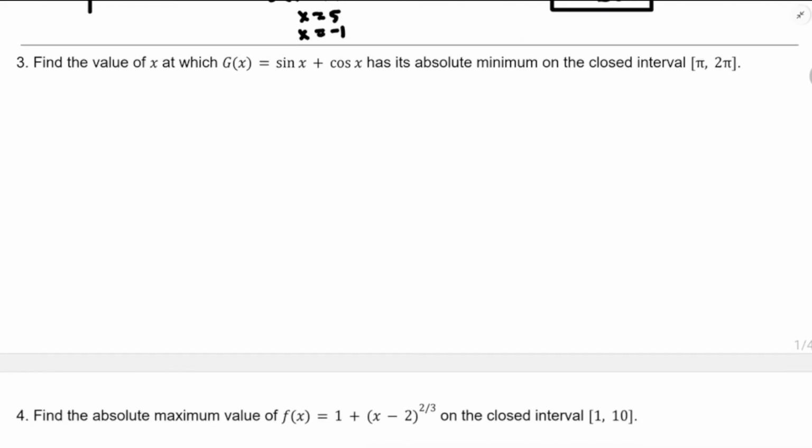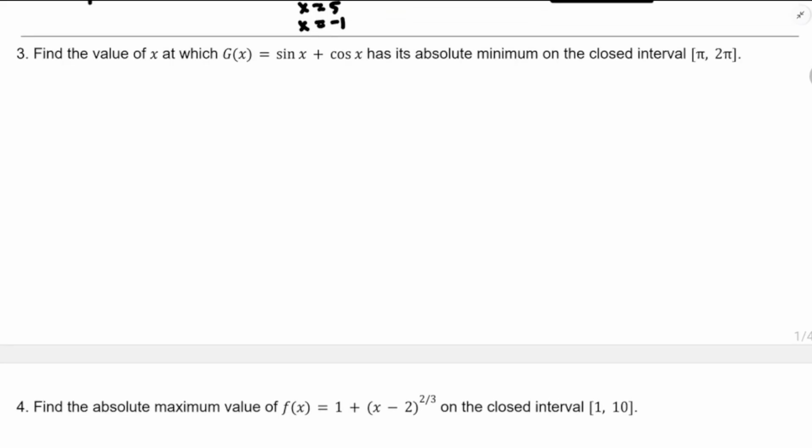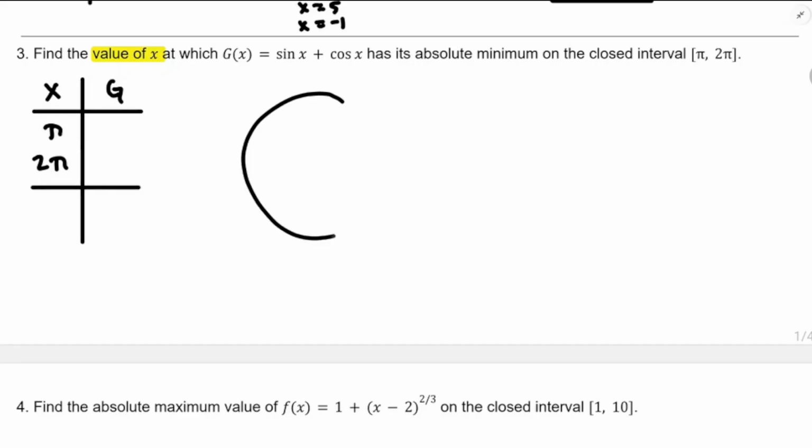Now the next one, yeah, see, we've got something different. Find the value of x. So we're interested in the x value at which we're obtaining an absolute minimum on the interval pi to 2 pi. Now, I do think you might be able to just think about this one in terms of the unit circle and figure it out, but I think I'm just going to go ahead and plug in. Just draw myself a nice good sized circle.